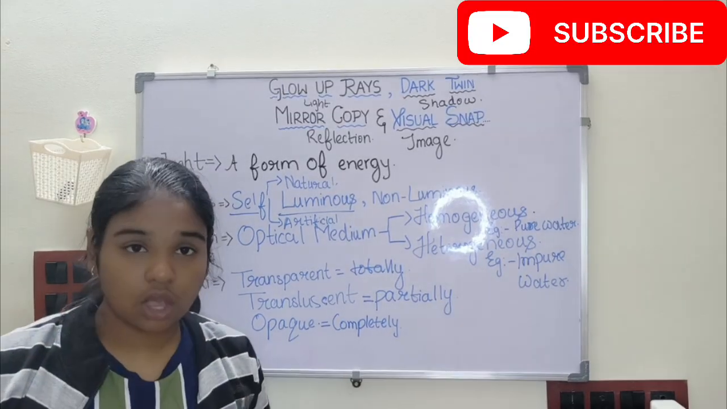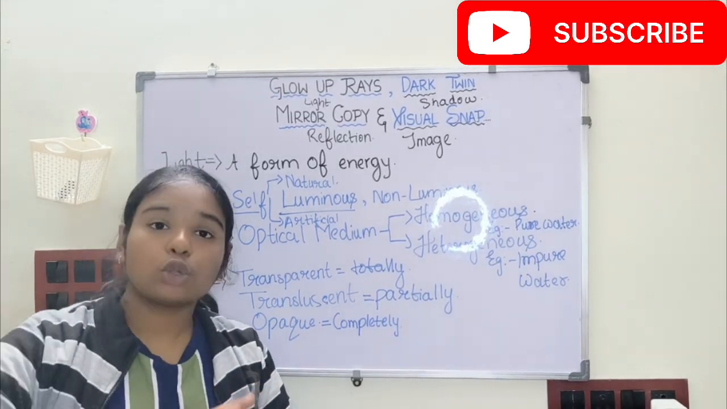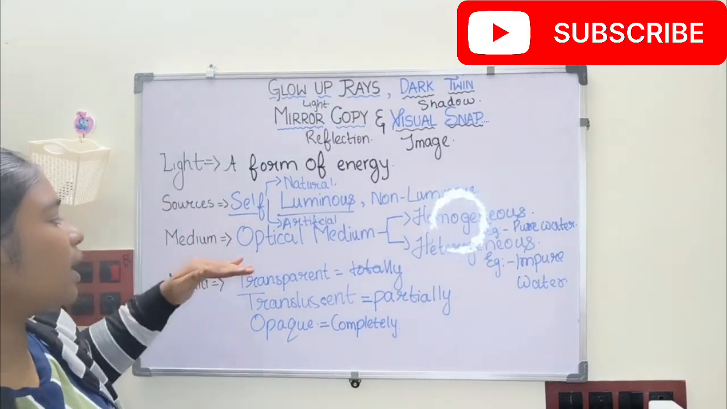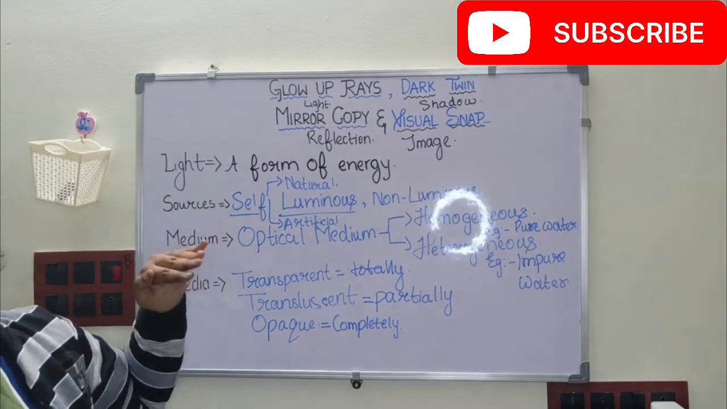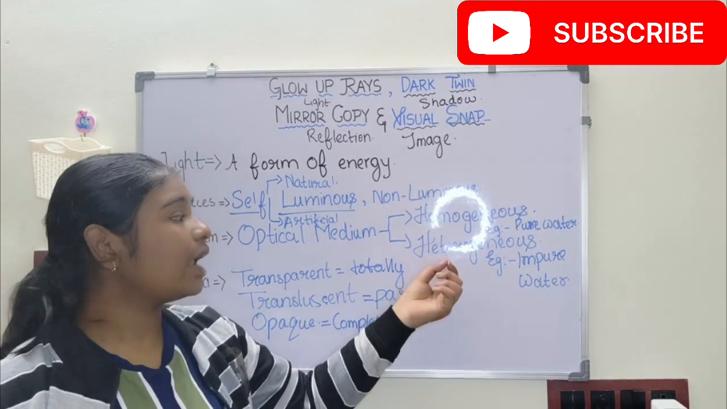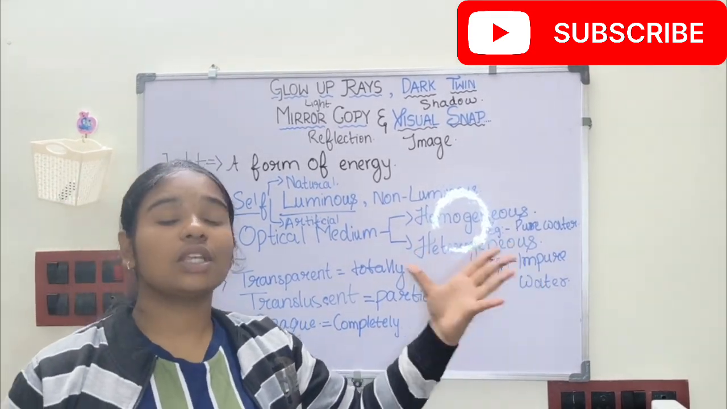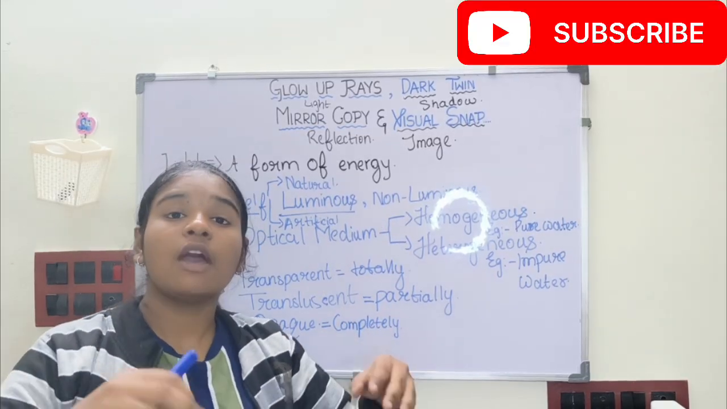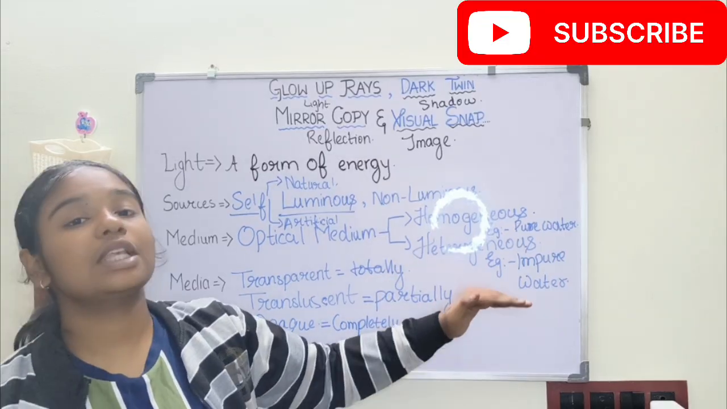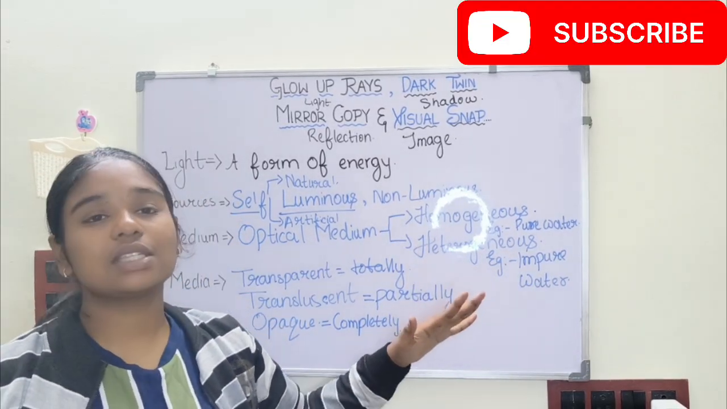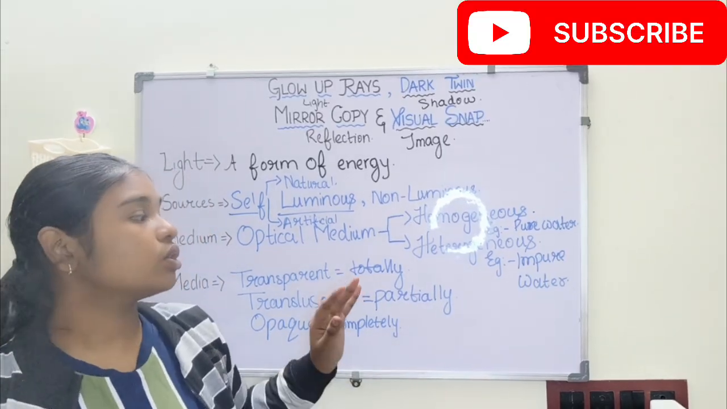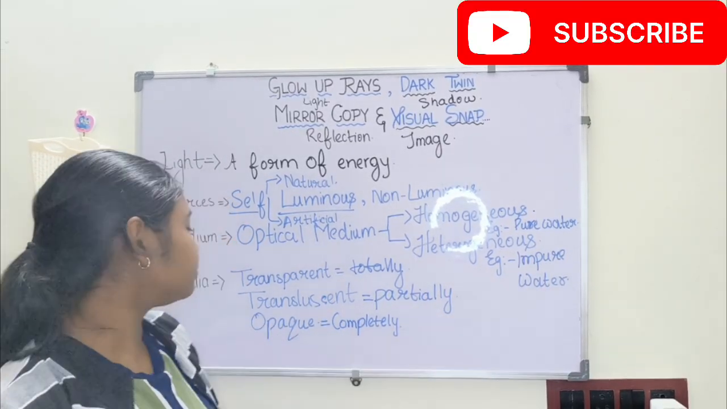A substance which allows the rays to pass through it wholly or partially is nothing but an optical medium. So optical medium is divided into two, that is homogeneous and heterogeneous. Homogeneous is a medium where the light is uniformly distributed, for example, pure water. Heterogeneous is where the light is not uniformly distributed, for example, impure water.